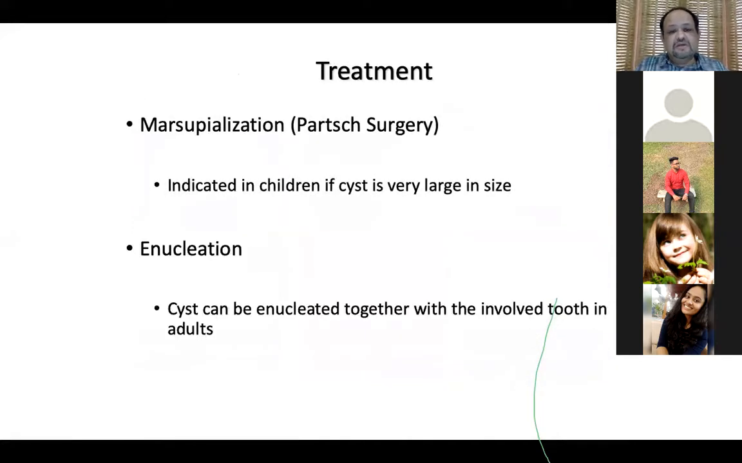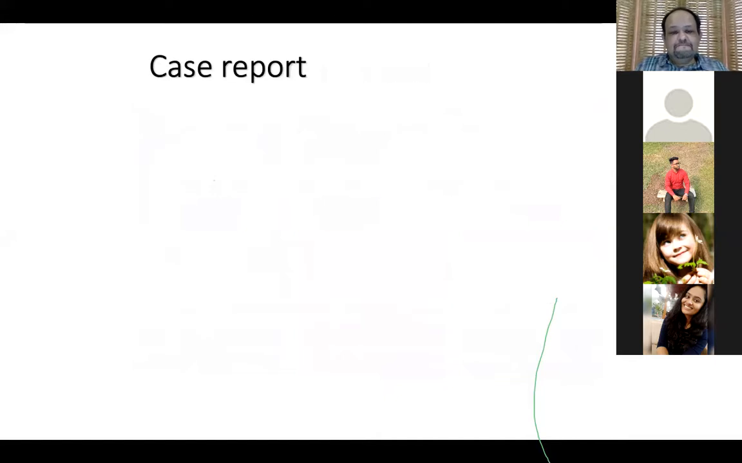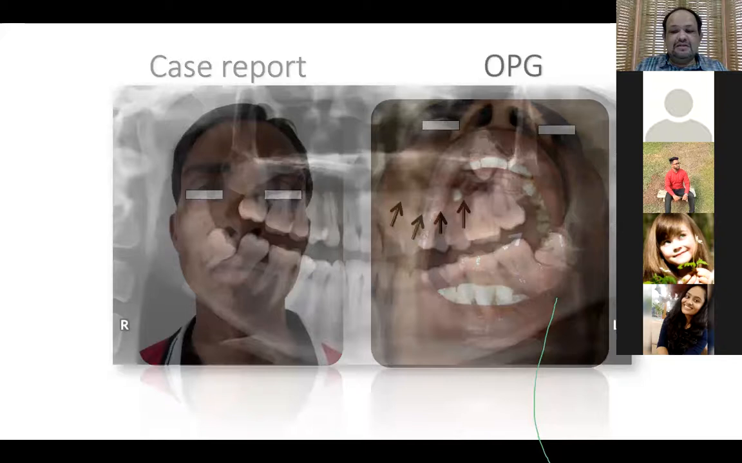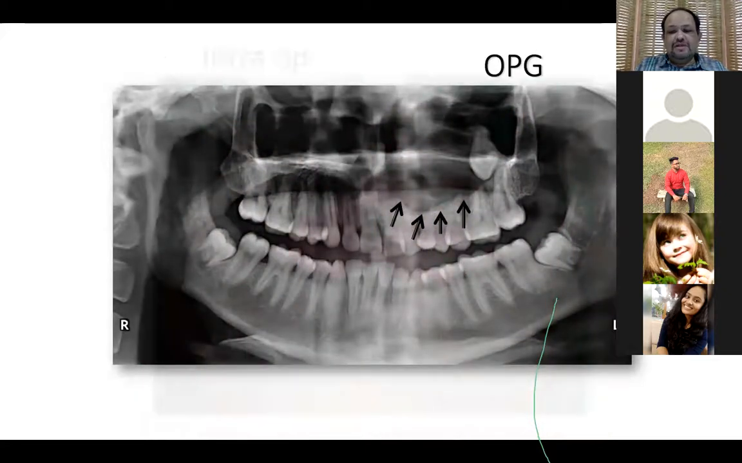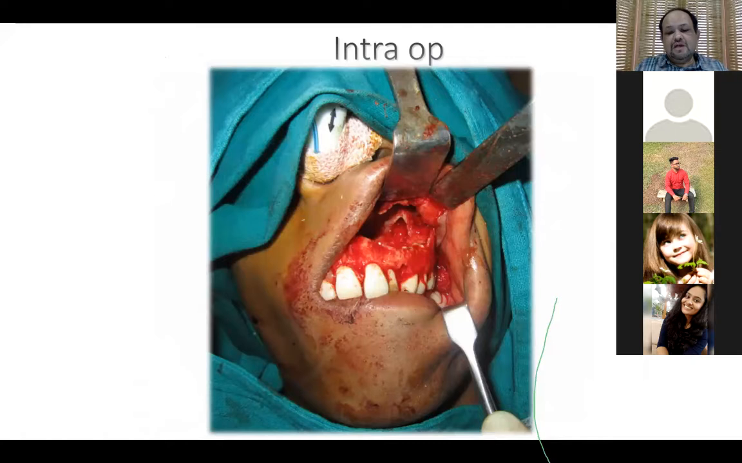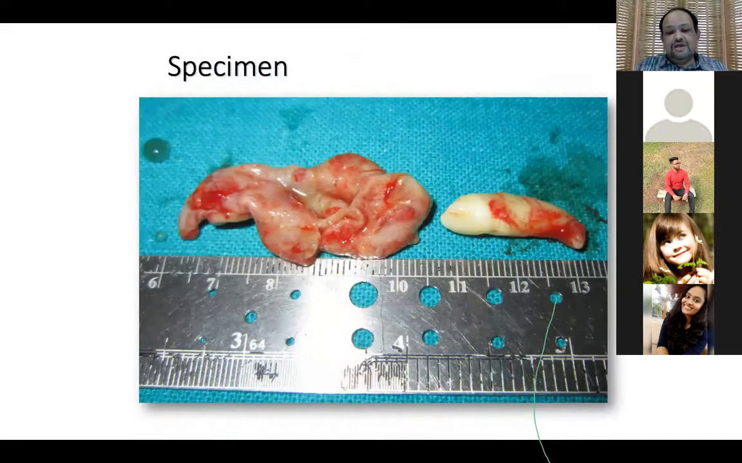So treatment is marsupialization or enucleation, with marsupialization indicated in younger children. This is the case report which you see over here, a painless swelling in the palate. There's an impacted tooth. We open it, ensure that the maxillary lining is intact, and this is what you get, the cuspid tooth along with a huge cystic lining. And then you close it primarily.